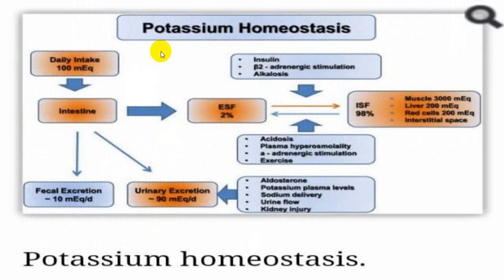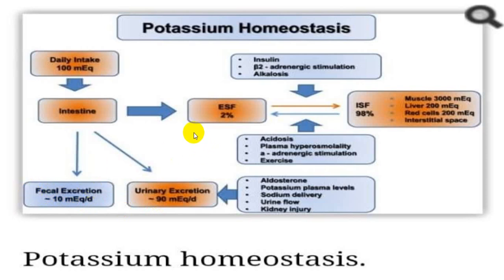We already mentioned that if we understand this, it is very simple. If we take around 100 milliequivalent of potassium in a diet, the chances of hypokalemia will be minimum. All that potassium will be fully absorbed, of which 90 milliequivalent will be thrown out in urine and 10 milliequivalent will be thrown out in fecal matter. And we say roughly 1% will be thrown out in sweat.